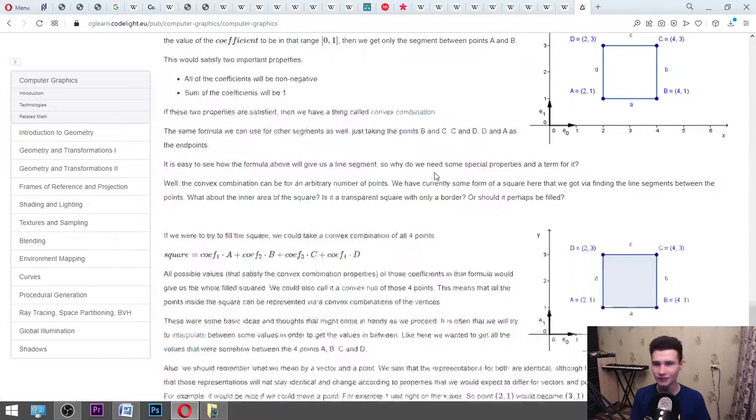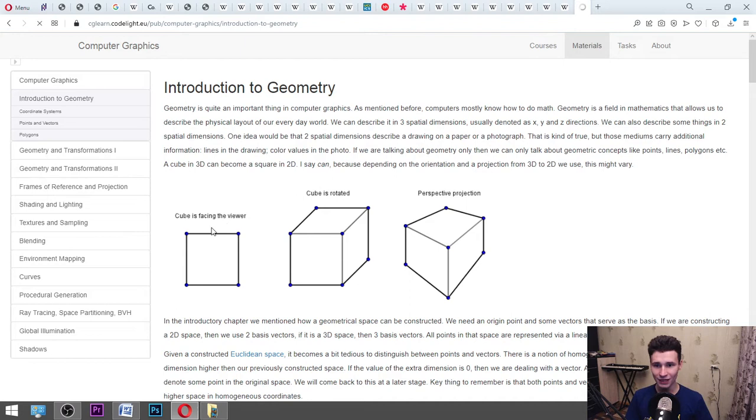Okay, the introduction to geometry that we have here. The cube is facing the viewer, and the cube is a rotated perspective projection. We understand that too. Okay, some of the descriptions that we have here.